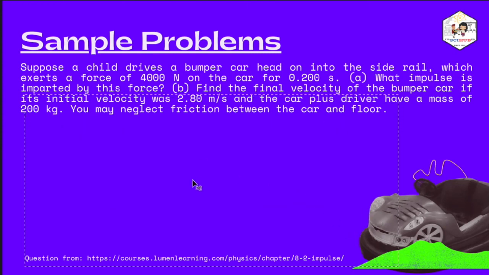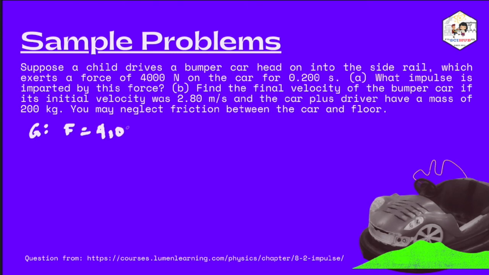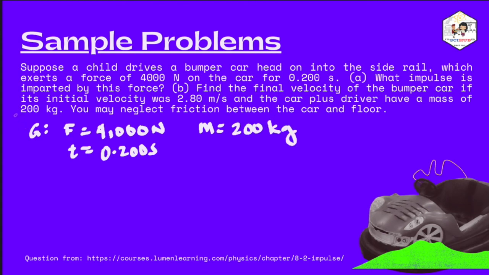Okay, let's try answering letter B. For letter B, we are tasked to find the final velocity of the bumper car if its initial velocity was 2.80 meters per second and the car plus driver had a mass of 200 kilograms. So to answer B, again, let's list down our given. Force is 4,000 newtons, time 0.200 seconds, mass 200 kilograms. This is for letter B. And our initial velocity is 2.80 meters per second. This time it's asking for the final velocity, Vf, of our bumper car.